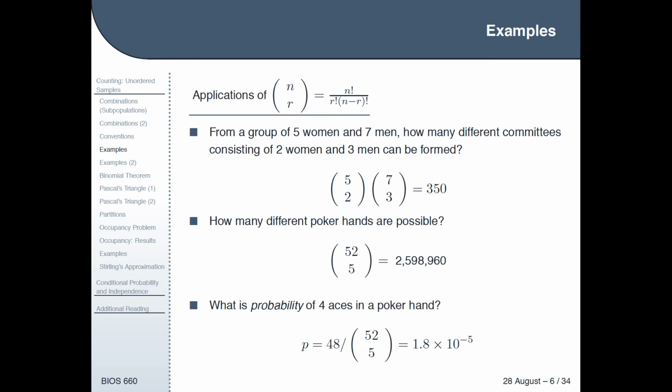Well, you have 4 of the cards, you already know what they are. You have to have the ace of diamonds, the ace of clubs, the ace of hearts, and the ace of spades in your hand in order to have the 4 aces. And the 5th card can be anything that you want. There are 48 remaining cards. So there are 48 possible ways you can get a hand containing 4 aces. So you divide that by the total number of possible poker hands, and the probability turns out to be 1.8 times 10 to the minus 5.